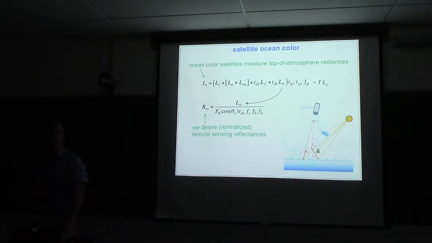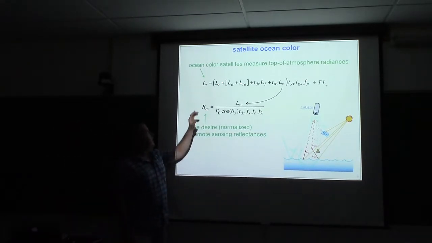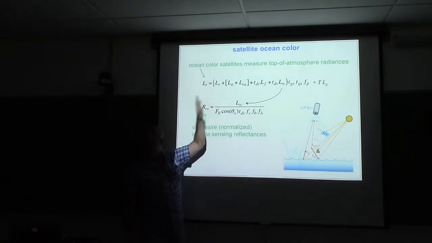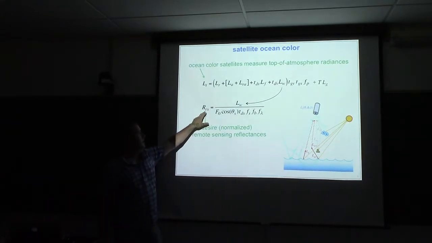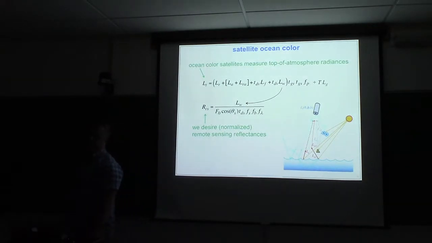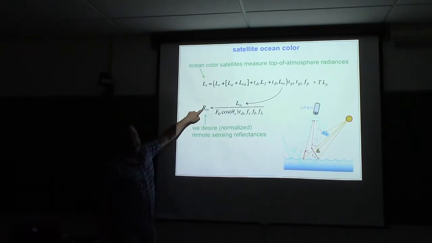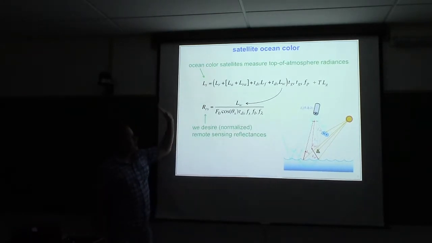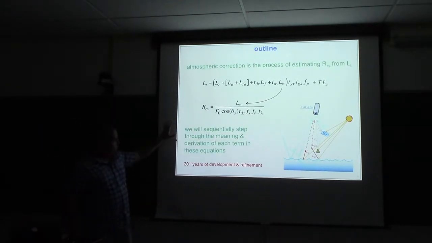There's one more step here. When you were doing your algorithm work and playing with Collins' inversion model, my expectation is you were playing with remote sensing reflectances, right? The equation I've shown you so far is in radiance space. So there is one more transformation where we take the radiance space and convert it into remote sensing reflectances, and you'll notice a few other terms pop up that we're going to discuss today as well. We start here, and we want to get here. The table of contents, as you can see, is going to be pretty long, and we're going to sequentially step through the meaning and derivation of each term in these equations.